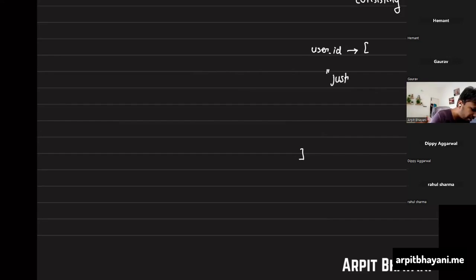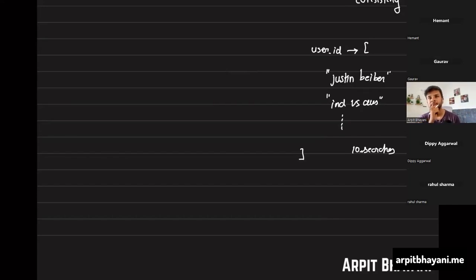Let's say you give the example of Justin Bieber, and there is no harm in that. And let's say you have India versus Australia and something like this. You store 10 strings, but only 10 strings would you store because you are serving recent searches. For the search bar, we only need these many searches.